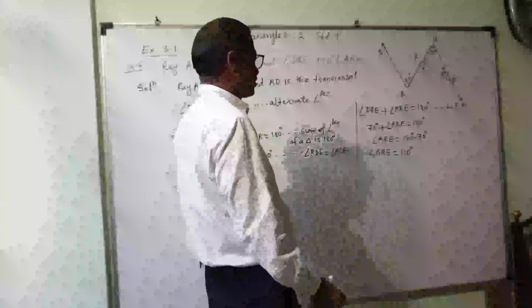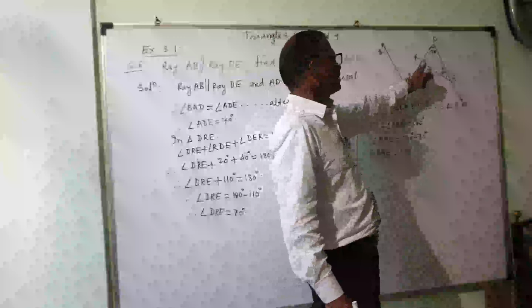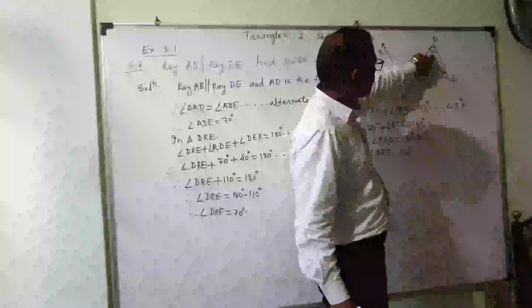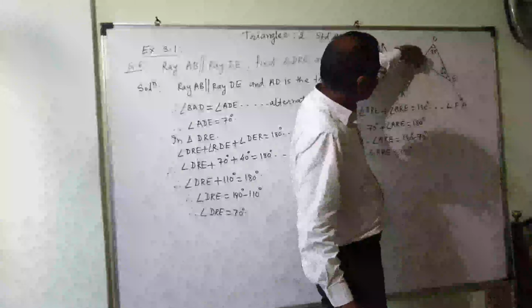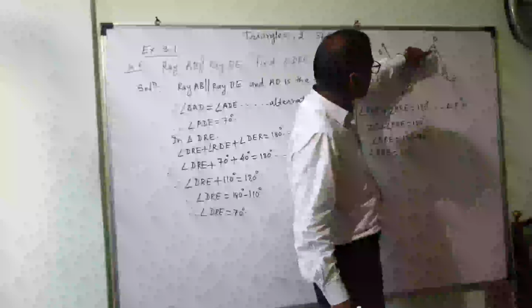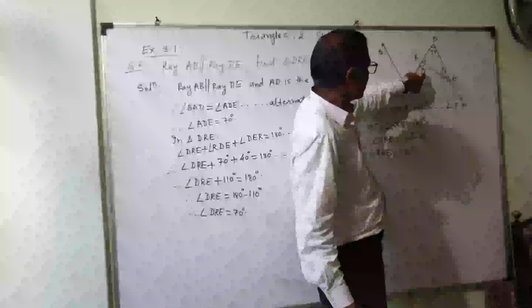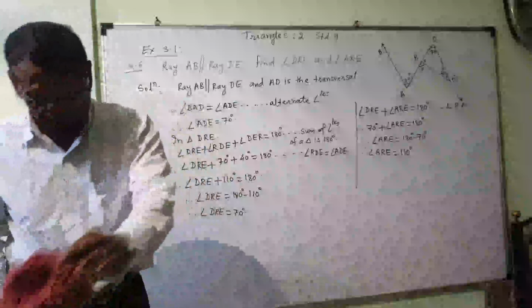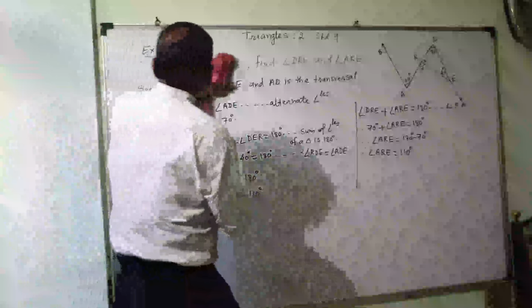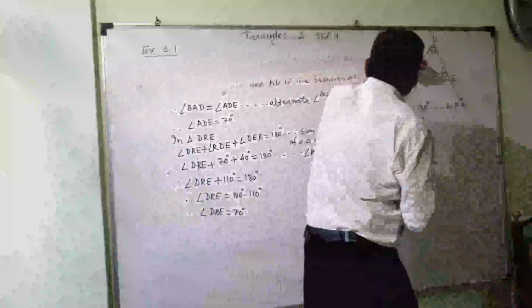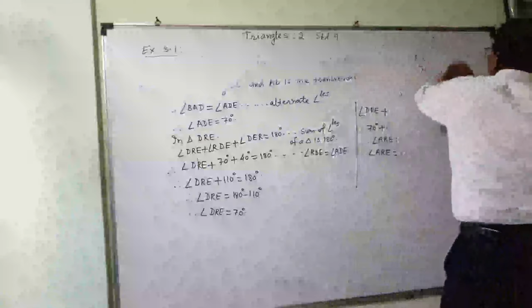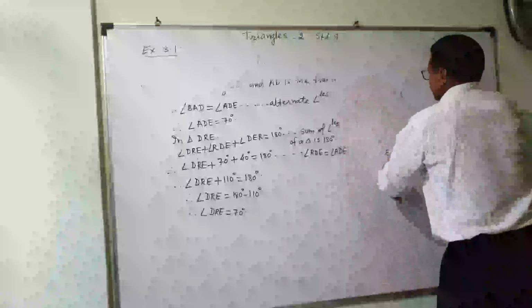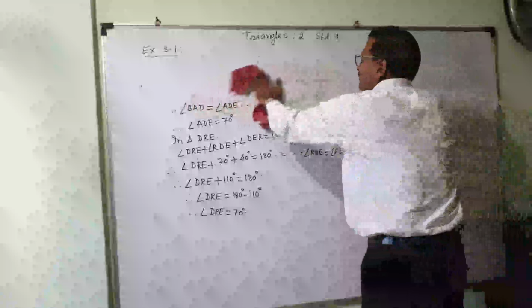So, hope that you have understood this. This is 110. This is 70. Or otherwise, this and this you know. So this is the exterior angle. Sum of these two is equal to this. So 70 plus 40 is 110. So by the remote interior angle theorem also you would have proved this. So I am rubbing this question number 6. So we go for the next question.